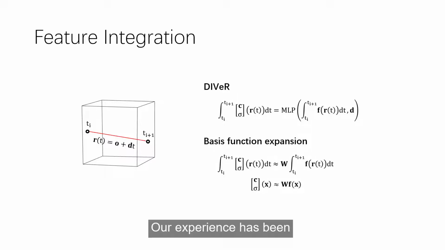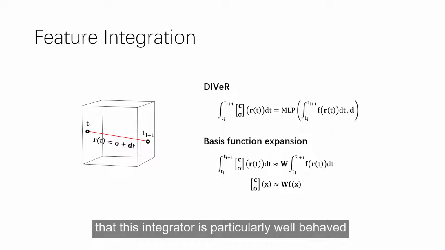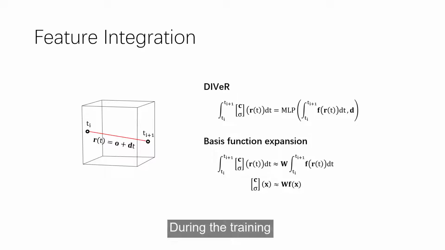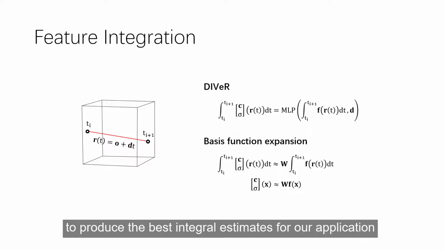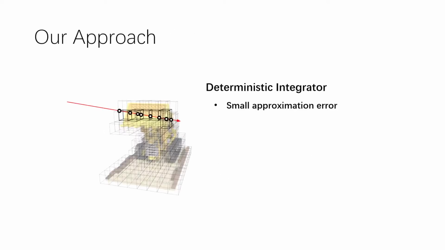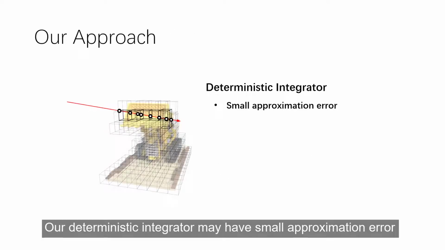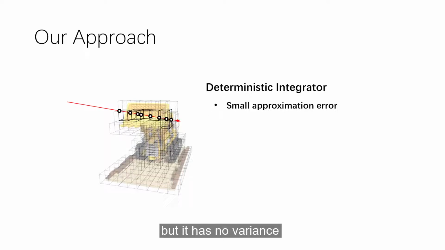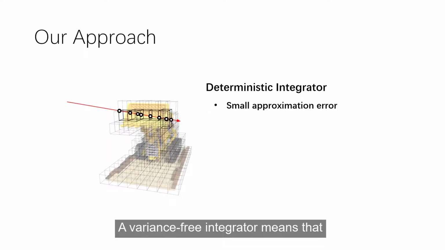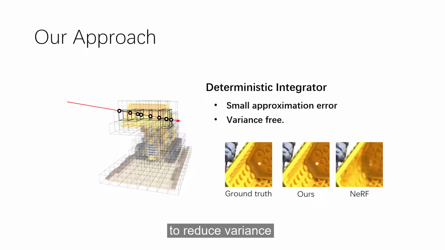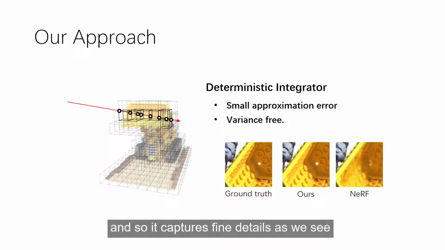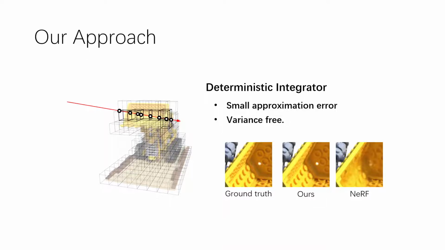Our experience has been that this integrator is particularly well behaved, and during the training, both the MLP and the feature field are learned to produce the best integral estimates for our application. Our deterministic integrator may have a small approximation error, but it has no variance. A variance-free integrator means that DIVeR does not smooth the density and the color fields to reduce variance, and so it captures fine details as we see.